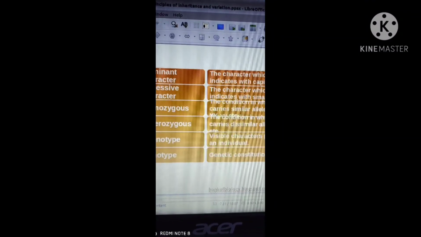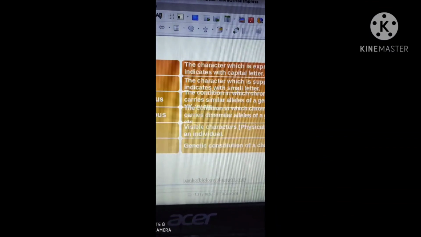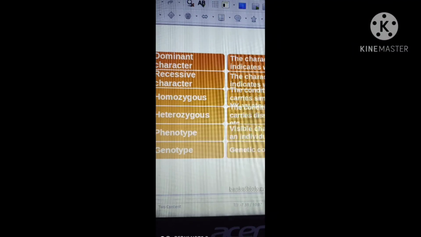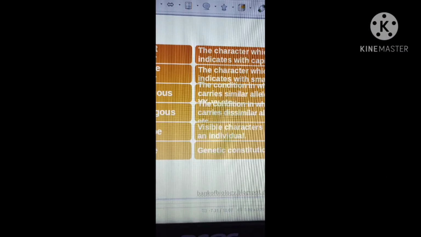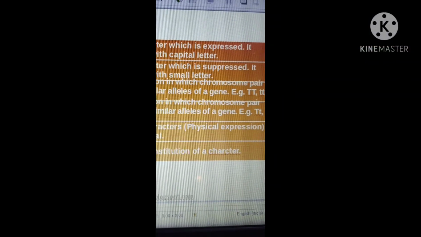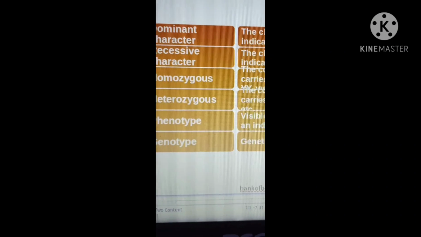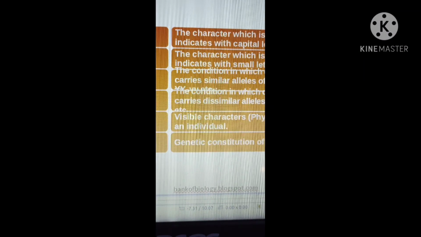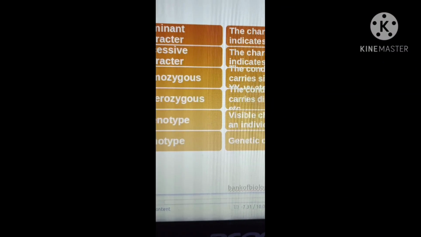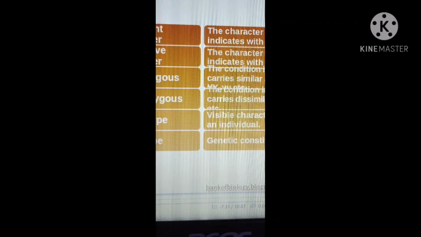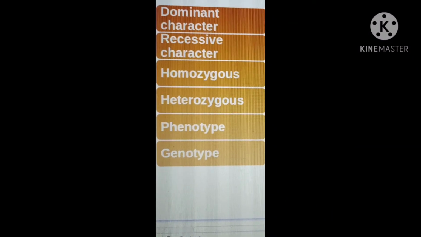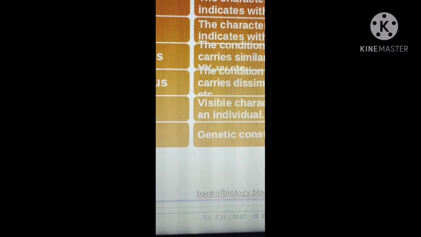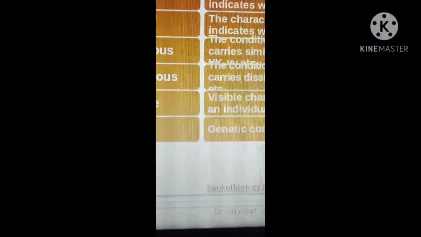Homozygous means having the same alleles, capital T capital T, likewise small t small t. Heterozygous means having different or dissimilar alleles of a gene. Now, two more terms, phenotype and genotype. Phenotype is the visible character. The visible character or physical appearance of an individual is the phenotype, and the genotype is the genetic constitution of a character. How an organism appears is known as the phenotype, and the genes representing that character are the genotype.